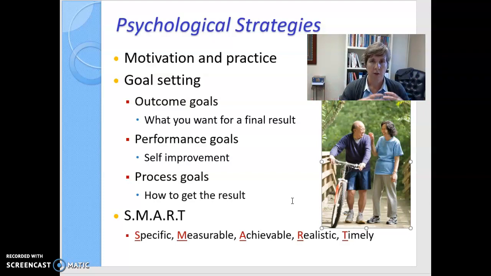Performance goals really are individual. So as a personal individual, what is my performance going to be like in order for me to reach that outcome goal? And then the process, just think about what are the processes that I need to do in order to complete this goal. Goals, as you've probably learned in wellness or in any other goal class, are specific, measurable, achievable, realistic, and timely. Be very specific.